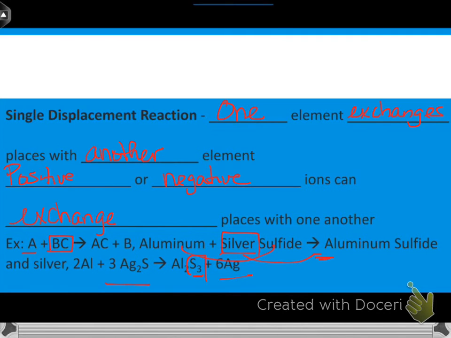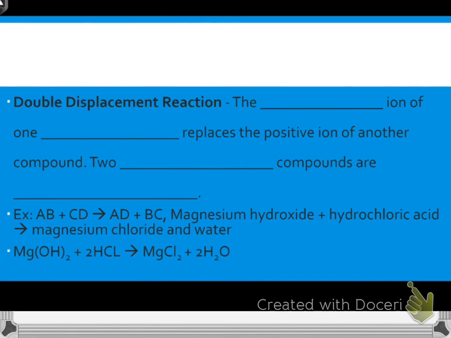And then we had double displacement reaction. So double displacement, guys, two things are displaced or moved. The positive ion of one compound replaces the positive ion of another. Two new compounds are formed. So AB plus CD, and what happens is the D switches places with the B to give you AD plus BC. So this one and this one switched.